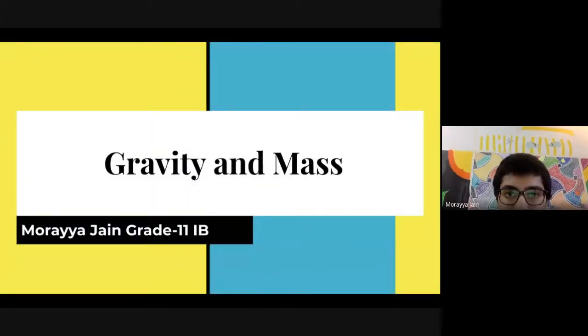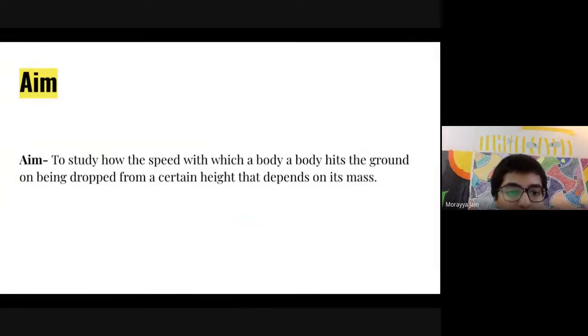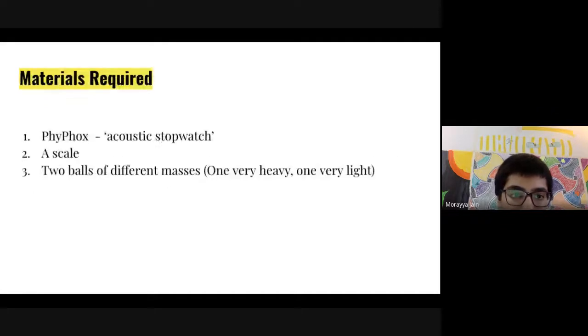My presentation is related to gravity and mass of an object. The aim of my experiment is to study how the speed with which a body hits the ground on being dropped from a certain height depends on its mass. The materials you need for this experiment are Firefox, the acoustic stopwatch feature, a scale, and two balls of different masses. One can be lighter than the other.